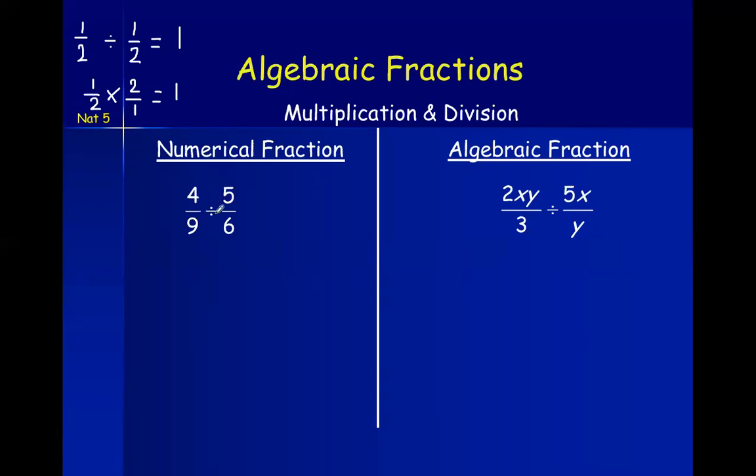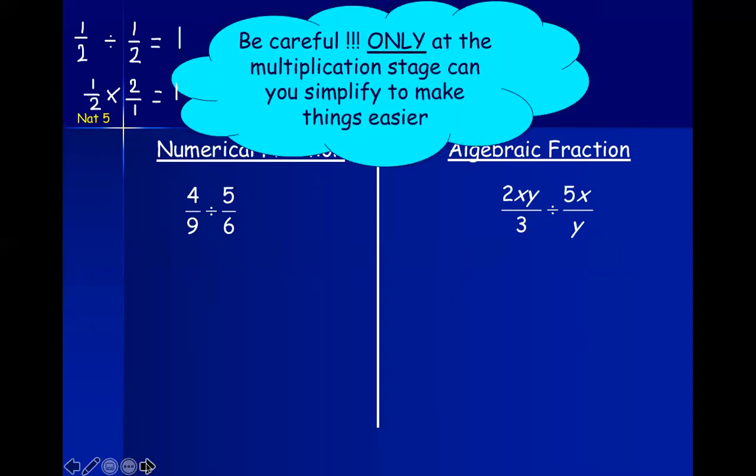You're going to change the division sign into a multiply sign, and you're going to flip the second fraction, which is here. 5 over 6 will become 6 over 5. So that's the trick that you need to remember. And the carefulness here is you will only start simplifying to make things easier after you've changed that divide sign into a multiply. Okay?